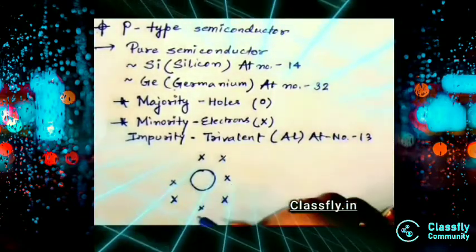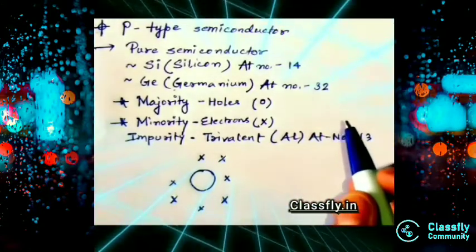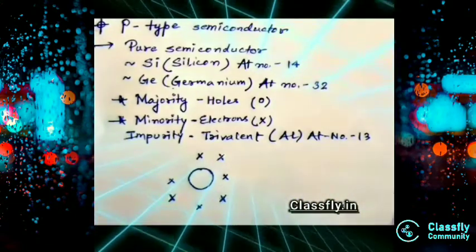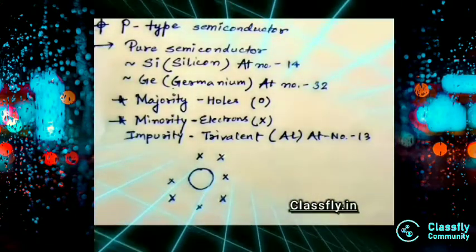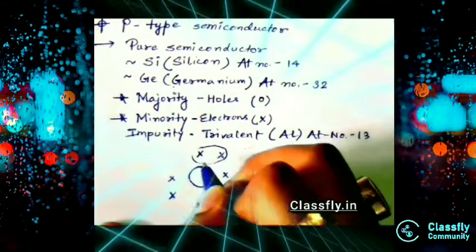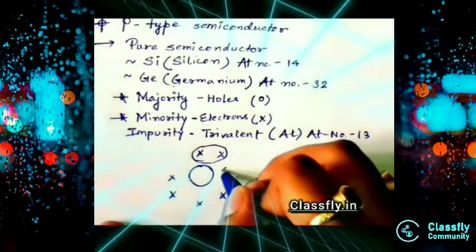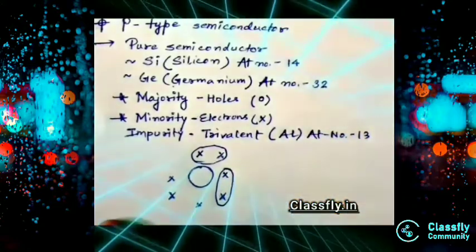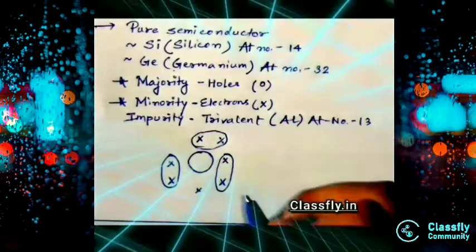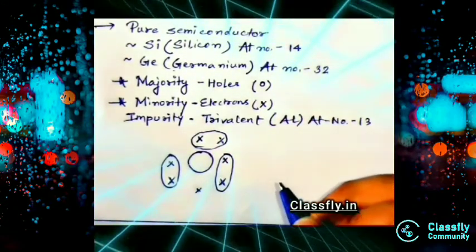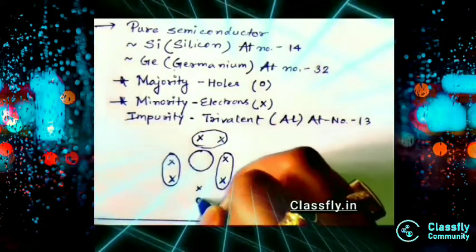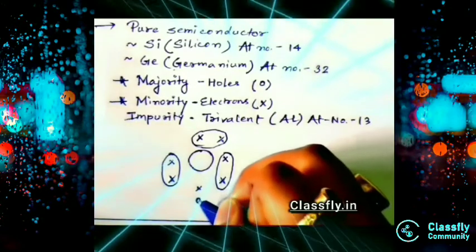See now, these are the silicon's 4 valence electrons, and these are the aluminium's 3 valence electrons. Now let's pair them up. This is the first pair we are making. The second pair is made, and then we move towards the third pairing. But one electron is still left. So for this we will put a hole to make it a pair. So this will be our fourth pair.